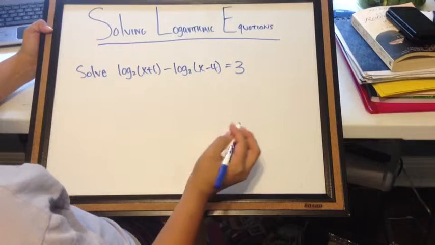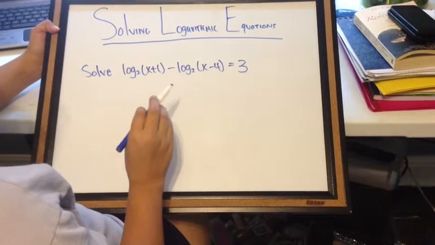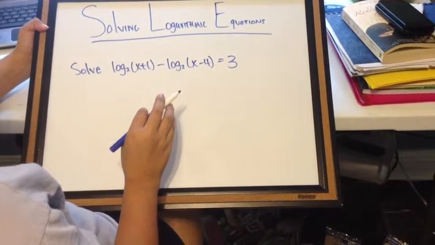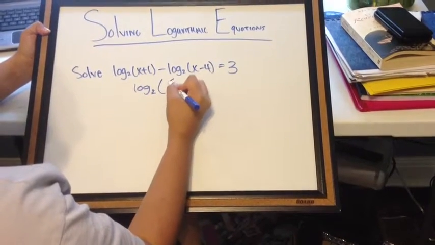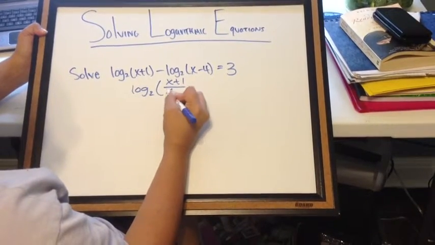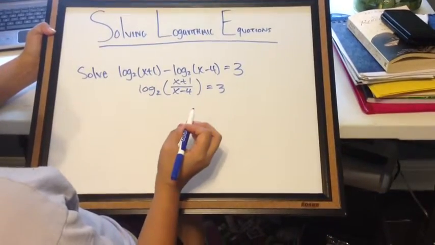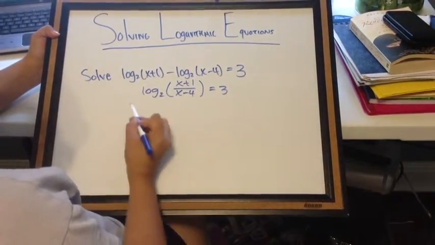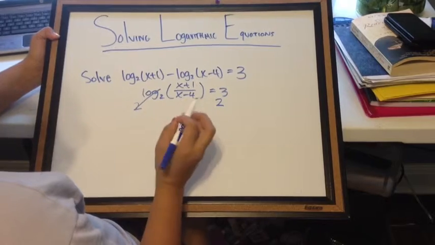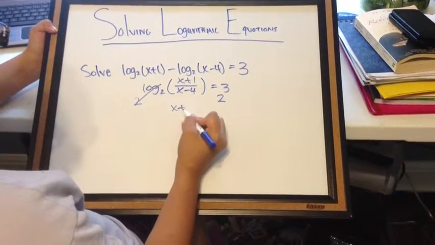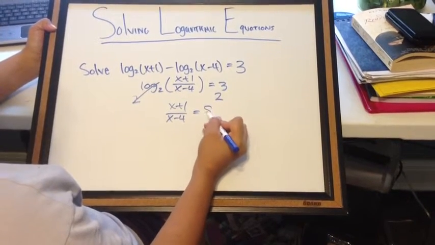Equation right here. This problem contains terms without logarithms, and this problem can be simplified by using property 4, which changes the subtraction of logarithms to division. And so we can rewrite this as log base 2 of x plus 1 over x minus 4 equals 3. Now we can rewrite this by putting everything to the power of 2, and this is because this will cancel out. And so it'll be x plus 1 over x minus 4 equals 2 to the power of 3, which is 8.